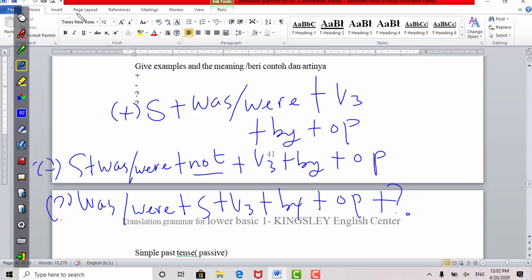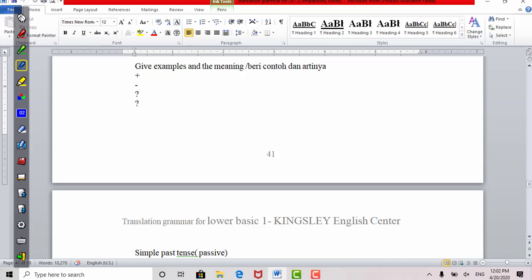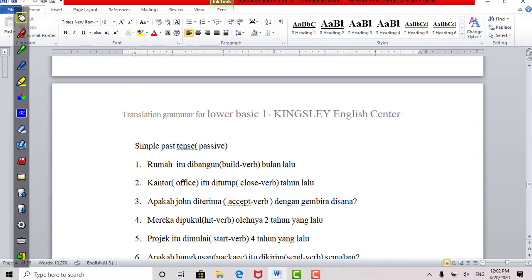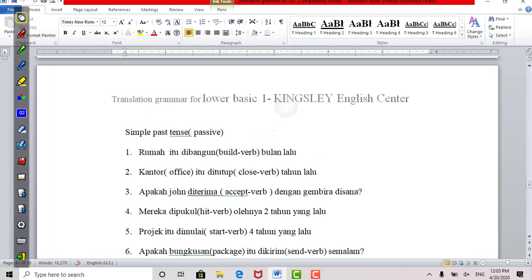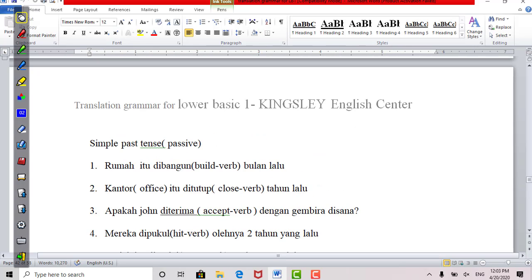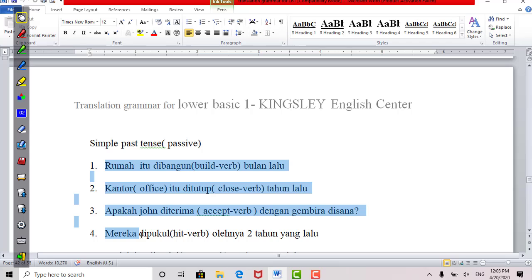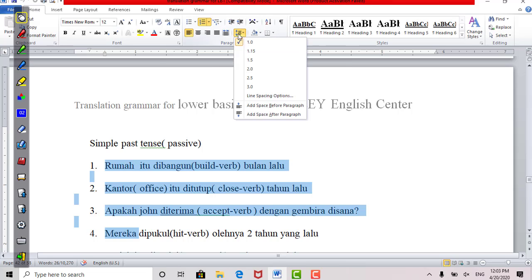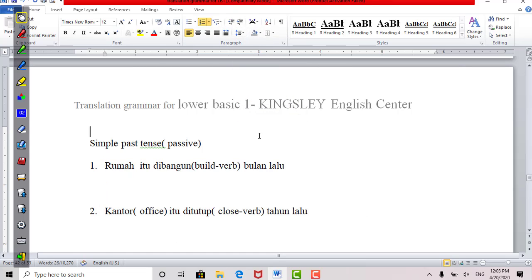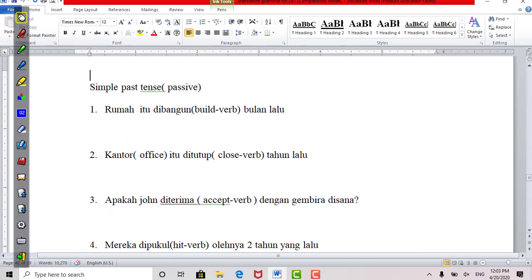Alright. So now we go to this part. I will erase first. Now we go to the example over here of simple past tense. I will make it bigger, and then I will make it double space over here. Rumah itu dibangun bulan lalu. Kantor itu ditutup tahun lalu. Apakah John diterima dengan gembira di sana? Rumah itu. So we can translate this one.